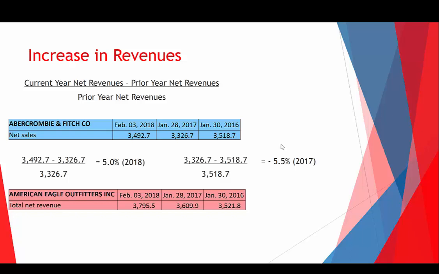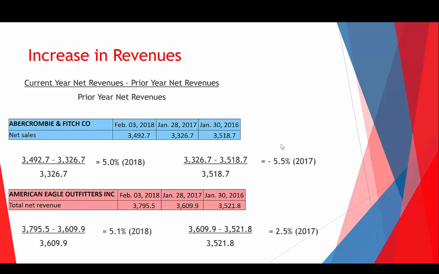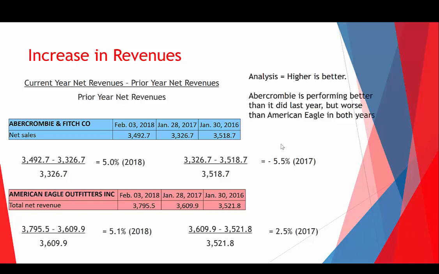This looks better. Yep, we can see that from 16 to 17 they went up by 2.5%. And then from 17 to 18 they went up by about 5.1%. Now it's important to assess a company's performance. So looking at this from A&F's standpoint, well, first of all, higher is better, right? We want an increase in revenues.